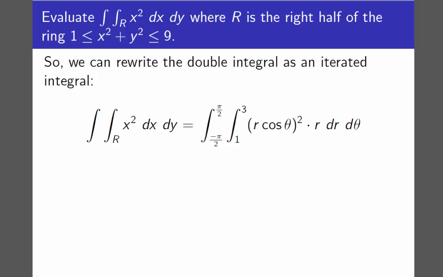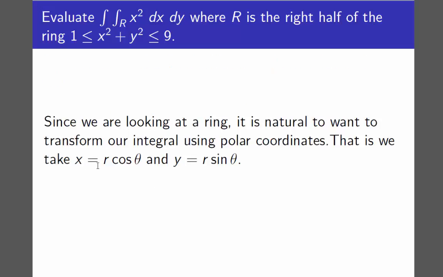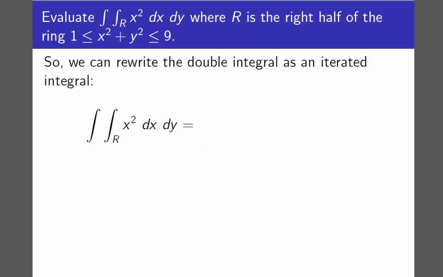So we can rewrite our double integral as an iterated integral, with the outer integral going from negative pi over 2 to pi over 2, which is the change of theta, and our radius r going from 1 to 3, and we substitute x with the variable that we chose from the last screen, which was x equals r cosine theta. And then since we're in polar coordinates, we have to add an extra r into the integrand.